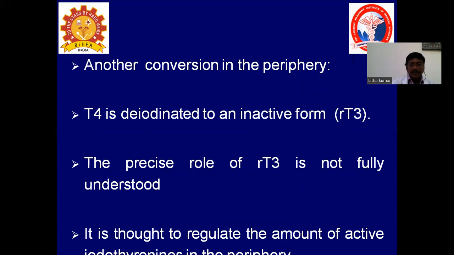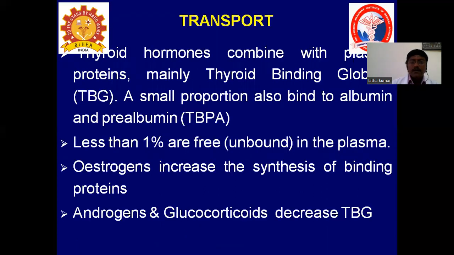Another conversion in the periphery: T4 is deiodinated into an inactive form, RT3. The precise role of RT3 is not fully understood. It is thought to regulate the amount of active iodothyronine in the body.